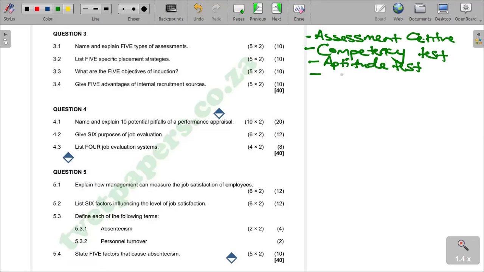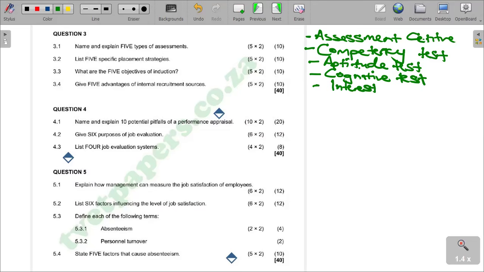There's also another assessment, which is what you call cognitive, whereby they want to test the candidate's reasoning. Is he able to reason? Reasoning test. And lastly is what you call interest test.